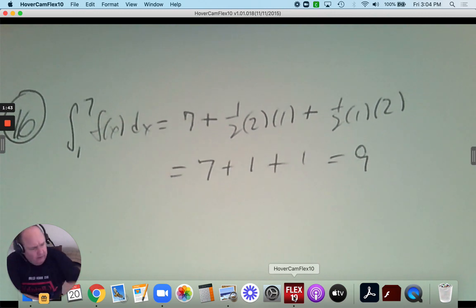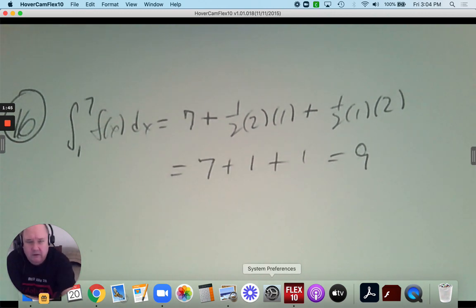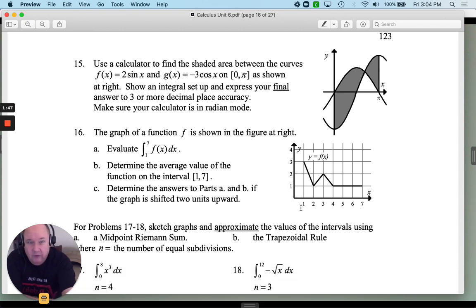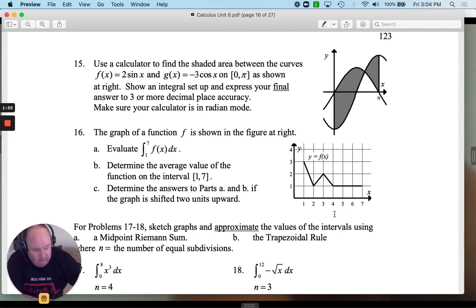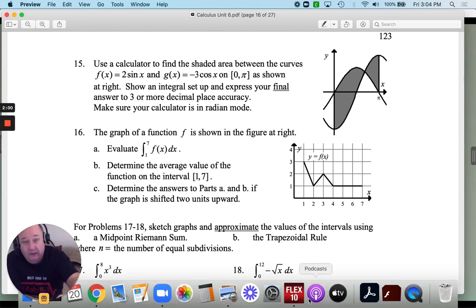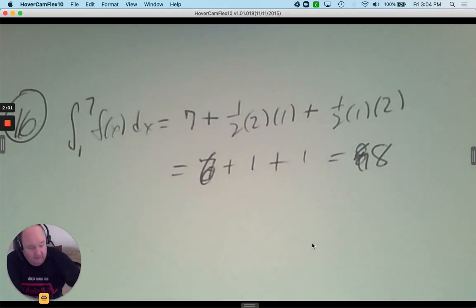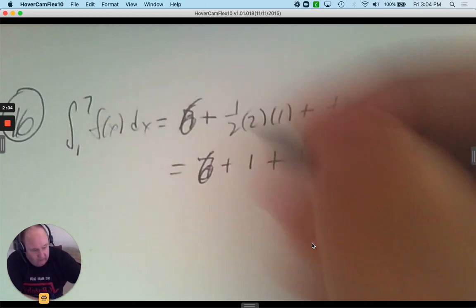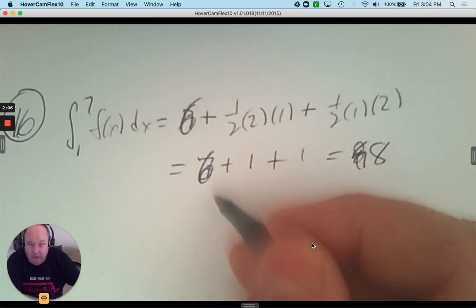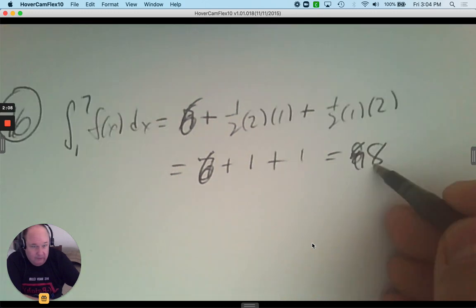Did I do that right? I think I did it wrong. I think I made a little mistake. So from 1 to 7 is not 7. Did you catch that mistake? So from 1 to 7, it's 6 across. So this should have been 6, which changes the 9 to an 8. I just looked at the answer key real quick. So this should be a 6 because it's 6 wide and 1 up. So it's a 6, so that makes this an 8.